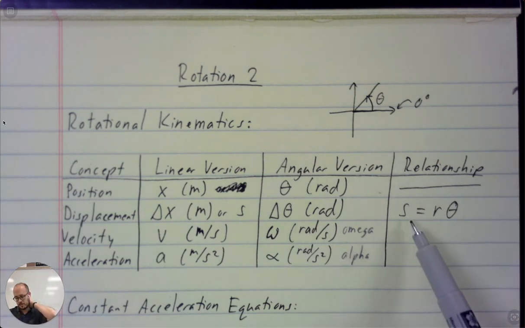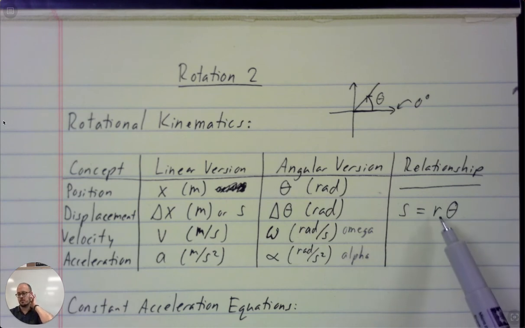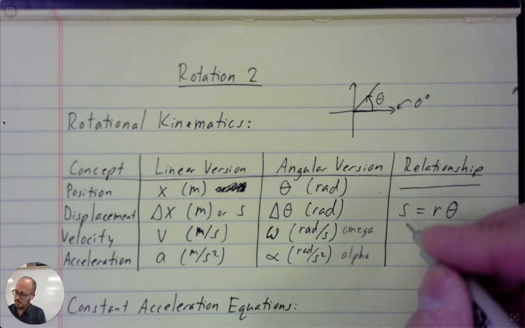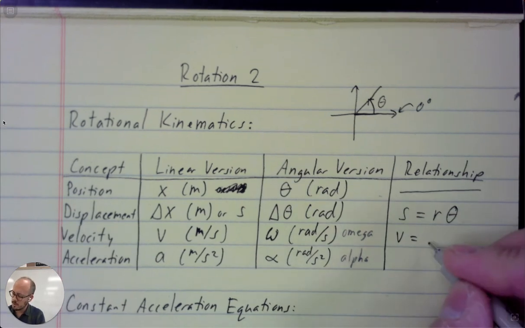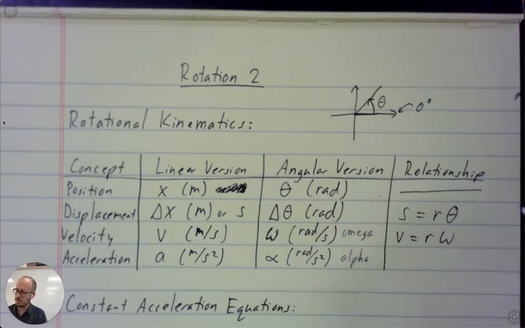So again, what that means is the linear distance that something travels is equal to the distance it is from the axis of rotation times the angle that it's swept through. I suppose that should be delta theta. Oh well. And then the same proportionality exists through the other two. The linear velocity, or the tangential velocity, is equal to r times the angular velocity.